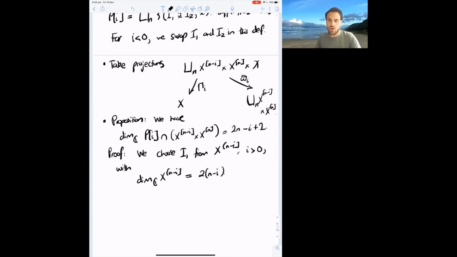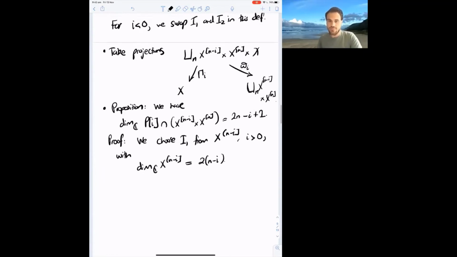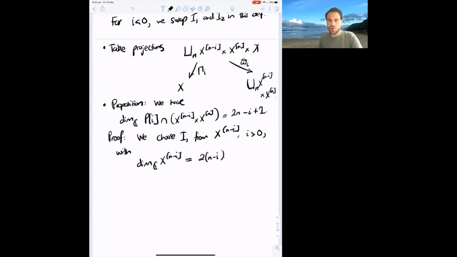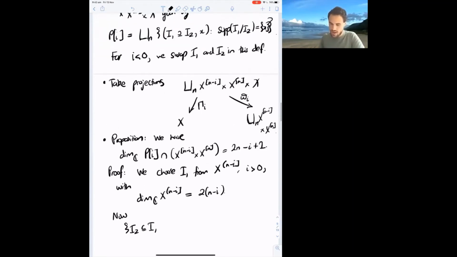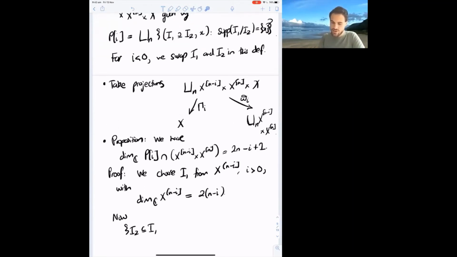Okay, so once you've fixed I1, you can break into two different possibilities for I2. So let's have a look at the set of I2 inside of I1. So we now have to choose an I2 in calculating its dimension.